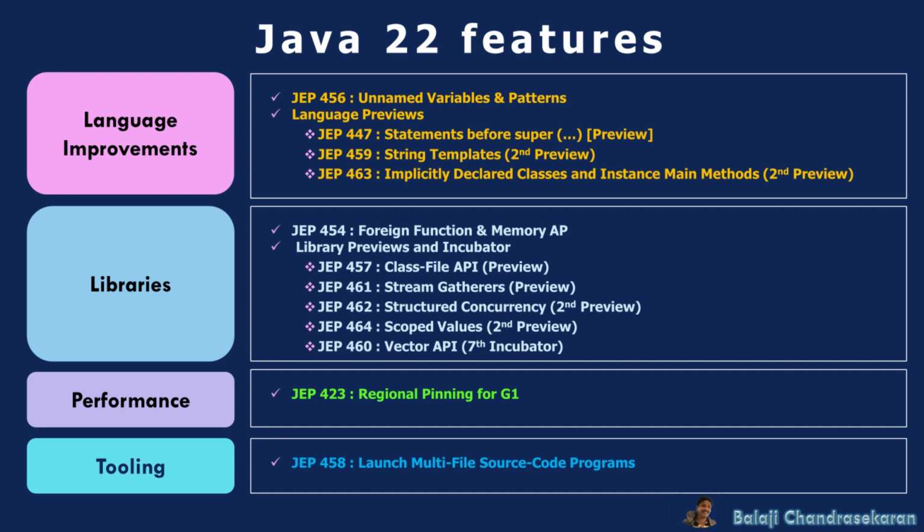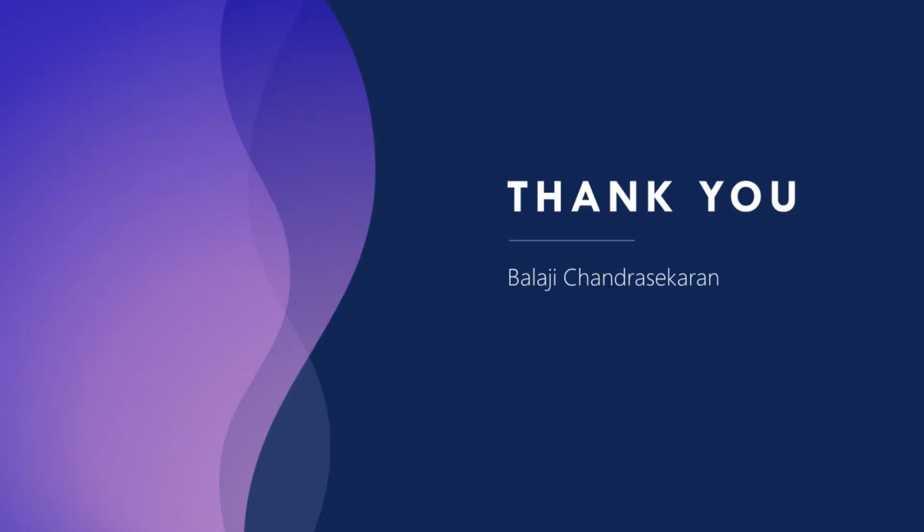As part of the tooling improvements, launch multi-file source code programs JEP 458 allows users to run a program supplied as multiple files of Java source code without first having to compile it. We will discuss the Java 22 features in detail in the next sessions.